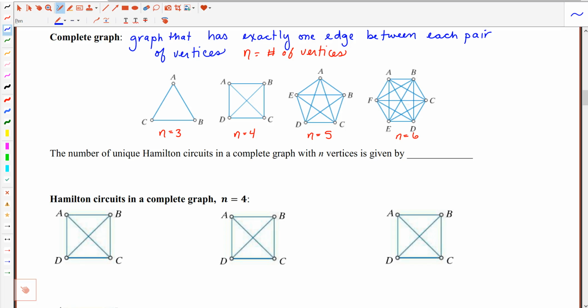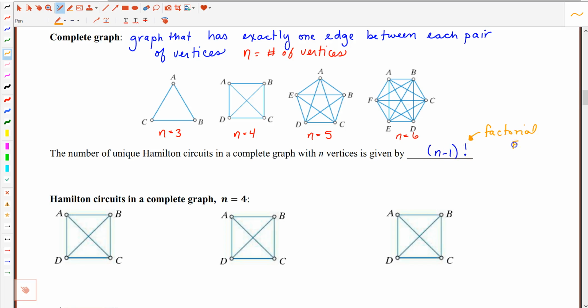Now, one of the things that we're going to be looking for in these types of graphs are how many different unique Hamilton circuits are possible. So there's going to be a formula that's going to help out with that. The number of unique Hamilton circuits in a complete graph with n vertices is given by the formula of n minus 1 and then factorial. So this exclamation point right here is a factorial. And what it represents is multiplication of the number that would be sitting right here down to the number 1.